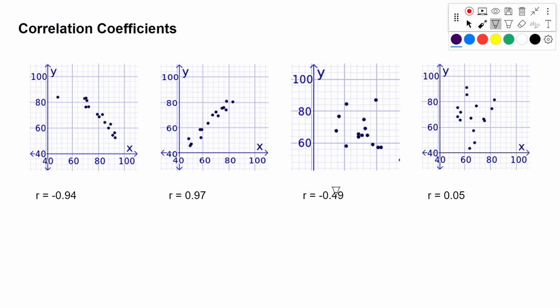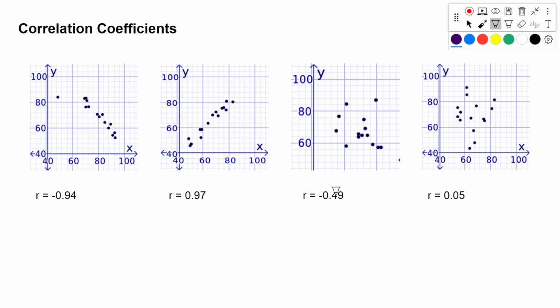So if you look at my graphs that I have here, you'll see 4 different scatter plots, and below each scatter plot is an R value. That R value is the correlation coefficient for the data. How well does the data correlate or relate to one another?